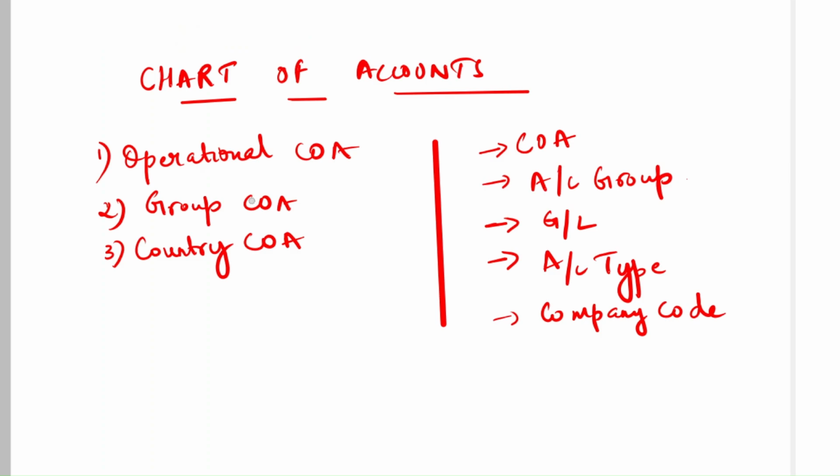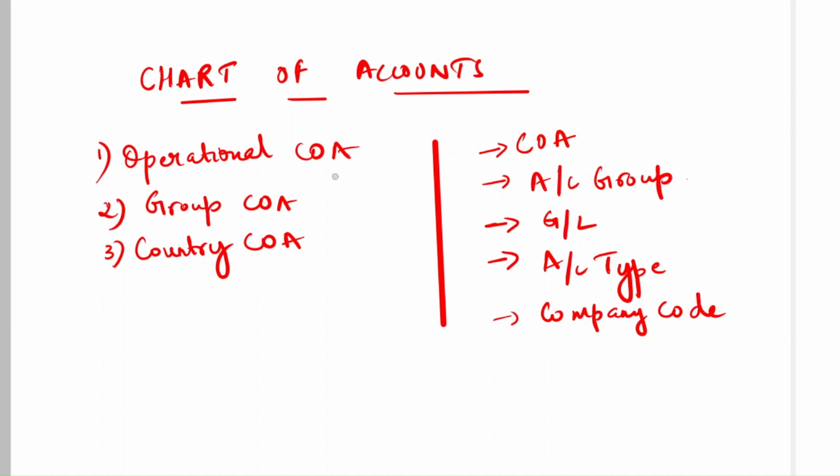So let's begin. What exactly is the chart of accounts? The chart of accounts is nothing but the list of all the GLs in the company. Like I showed in my previous screen, there are different types of chart of accounts, and I'm talking in the context of SAP. In an SAP environment, we can define three types of chart of accounts: operational, group, and country. Out of these three, the operational chart of accounts is mandatory.